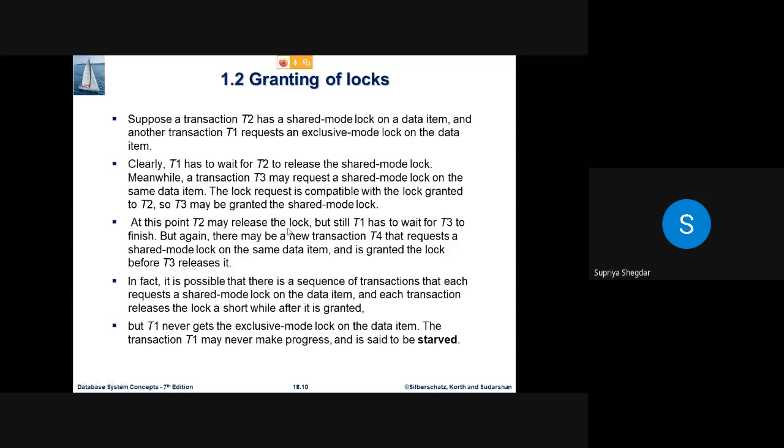So again transaction T1 has to wait for transaction T3 to release the lock or finish its execution. But again consider that a new transaction, T4, requests a shared mode lock on the same data item. Again this request is compatible, so the concurrency control manager grants the lock to transaction T4 before T3 releases it.